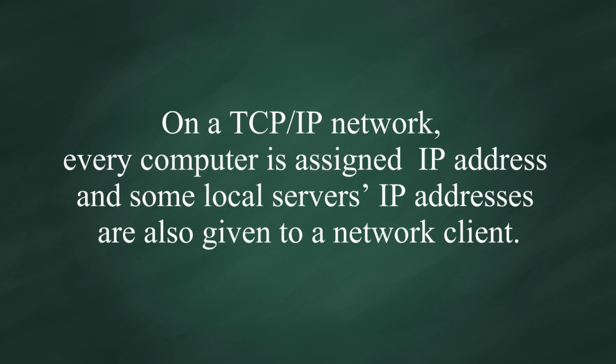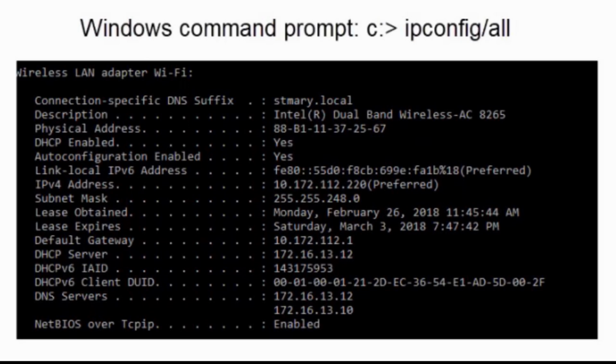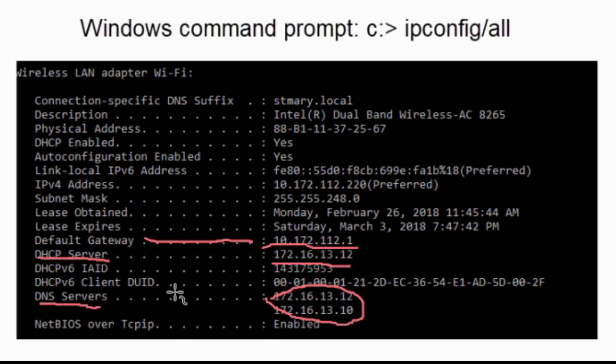On a TCP/IP network, every computer is assigned an IP address, and some local servers' IP addresses are also given to a network client. This is a snapshot of my Windows command prompt when I type in ipconfig/all. You can see some local service IP addresses are given to my computer, like my default gateway and its IP address, my DHCP server and its IP address, two local DNS servers and their IP addresses. But their MAC addresses are not displayed. If my computer wants to talk to them, I would need their MAC addresses.